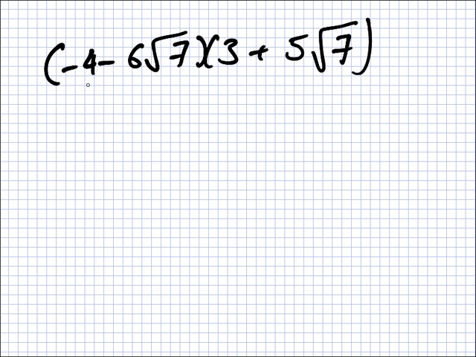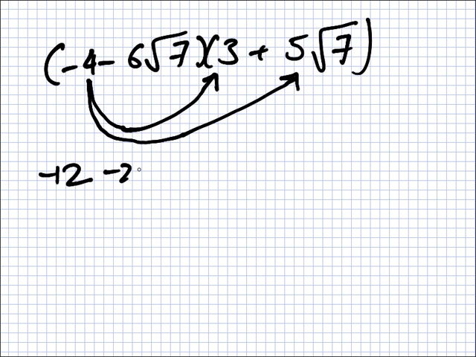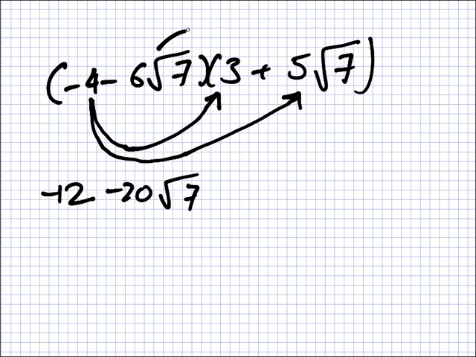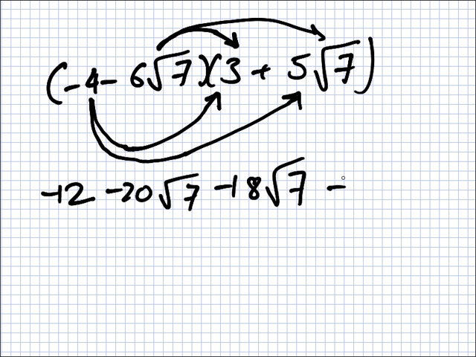Multiply. Multiply what? Yeah. Minus 4 times 3 would be minus 12. Next, we multiply minus 4 by 5 root 7, which will be minus 20 root 7. Good. And next, multiply minus 6 root 7 by 3, minus 18 root 7. Good, good. And minus 30 root 49. Good, good. That root will be 7.